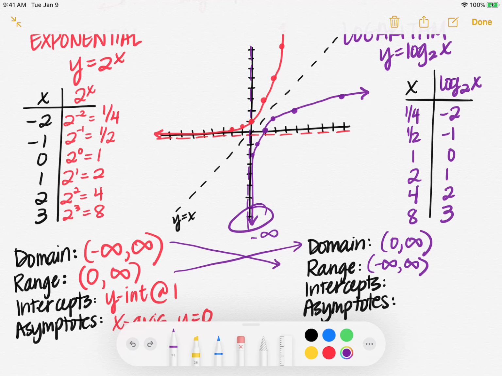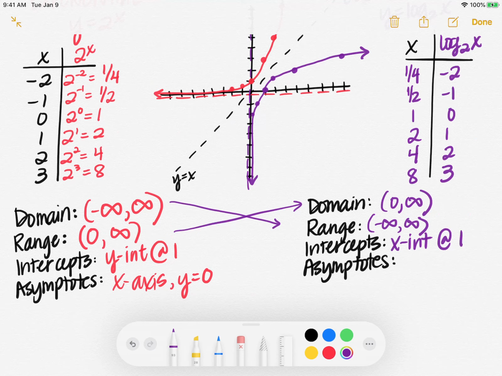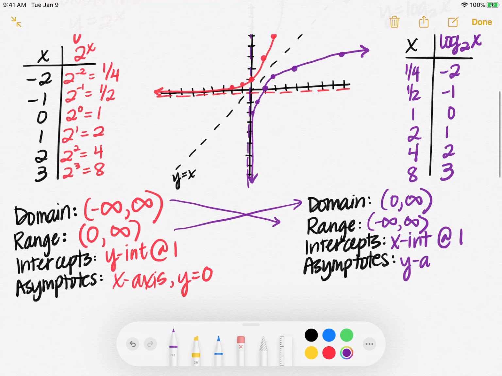So not only do our x and y coordinates switch, but our domain and range just swap. Same thing. If we had a y-intercept at 1, now we have an x-intercept at 1. And if our asymptote before was the x-axis, hopefully you guys can predict this. If the asymptote was the x-axis and we're just switching x and y, well, now our asymptote is the y-axis, or the line x equals 0.